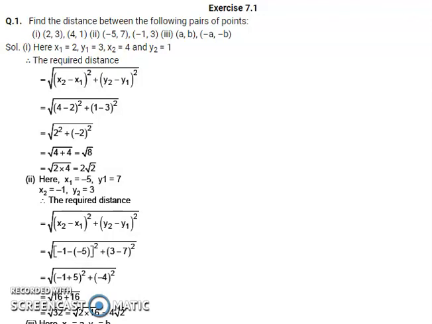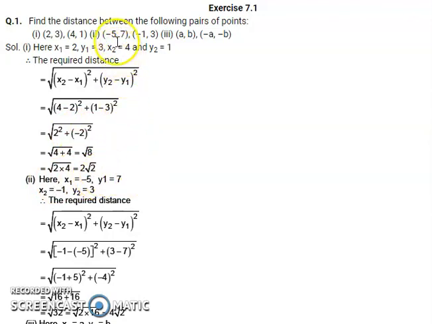Now let's continue with the exercise 7.1. The first question is asked to you. Find the distance between the points 2, 3 and 4, 1. Here, as we know, the value of x1 is 2, the value of y1 is 3. We have to write here x1 is 2 and y1 is 3, and x2 is 4 and y2 is 1. Again, write the distance formula: under root x2 minus x1 whole square plus y2 minus y1 whole square. The value of x2 is 4 minus 2 whole square, that is 2 square, and 1 minus 3, which we have earlier discussed. So ये 2 square plus 2 square, 4 plus 4, under root 8, that is 2 root 2 units.